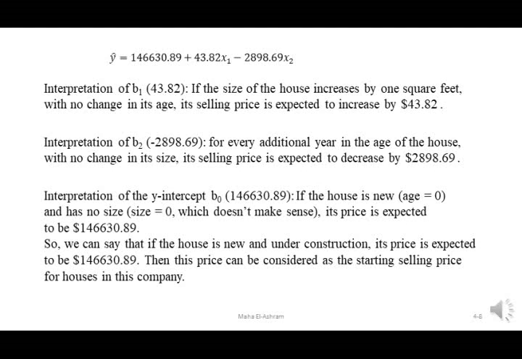So now, how can you think practically about this value, or from a practical point of view? We can simply say that if the house is new, okay, and under construction, it's like we have the plan of the house, but it hasn't been built yet, which happens for real estate companies. They can sell the houses before constructing them. So the price is expected to be $146,630.89, which means that this price can be considered as the starting selling price for the houses in this company, actually.